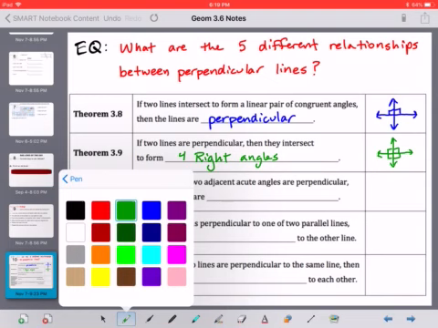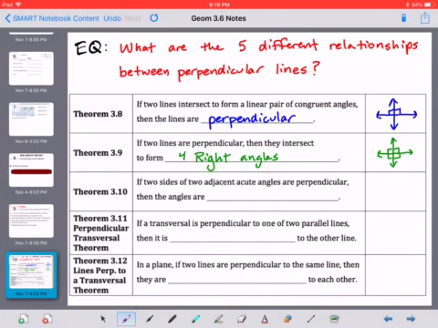Theorem 3.10 tells us that if 2 sides of 2 adjacent acute angles are perpendicular, so say we have this and this are perpendicular, and it makes these 2 acute adjacent angles. So if we say this is angle 1 and angle 2, we know that if these lines here and here are perpendicular, it makes 90 degrees. So then those 2 acute angles have to be complementary. Let's remember, complementary means they add up to 90 degrees.